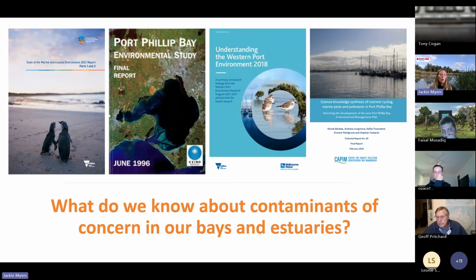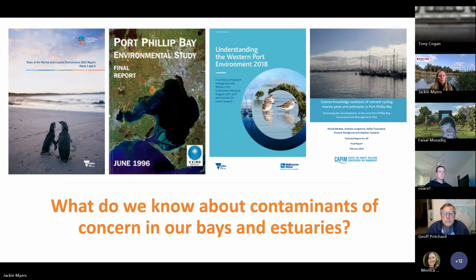They include the Port Phillip Bay Environmental Study, which was done back in 1996, and the science knowledge synthesis of nutrient cycling, marine pests and pollutants in Port Phillip Bay, which was in 2016. For Western Port, there's the Understanding the Western Port Environment report, which was completed in 2018. And then there's the State of the Coast reports, which provide more of an overview of each of our bays and the estuaries, and the latest report for that was in 2021.